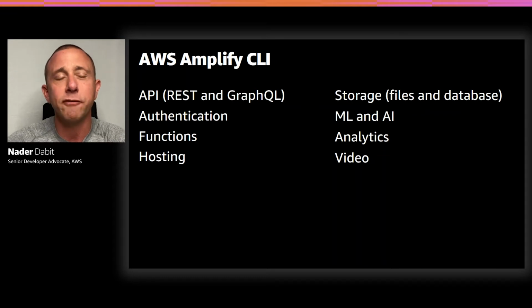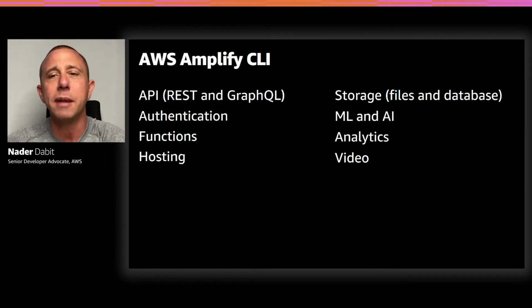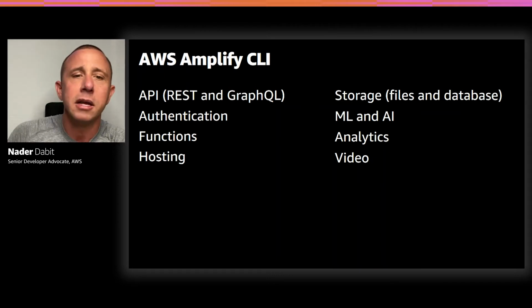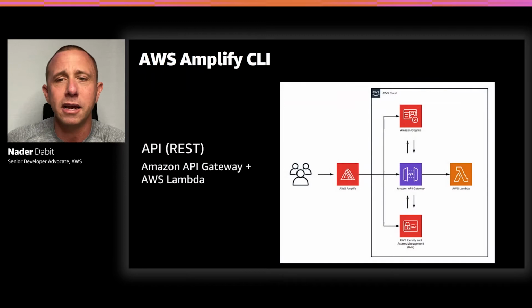So for instance, if we're working with a REST API, that's going to be a combination of AWS Lambda, API Gateway, and sometimes DynamoDB. If we're working with a GraphQL API, that's going to be a combination of AWS AppSync, whatever data source you're using, so something like serverless Aurora or DynamoDB, along with maybe some authentication all mixed in together. So let's take a look at the infrastructure behind some of these different features.